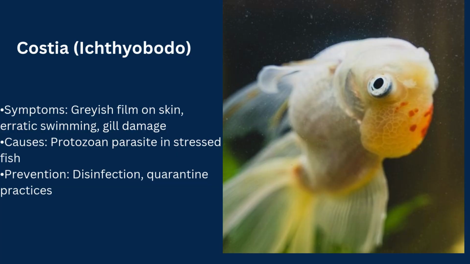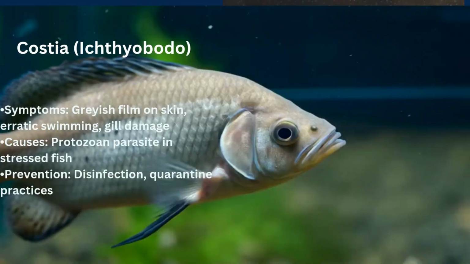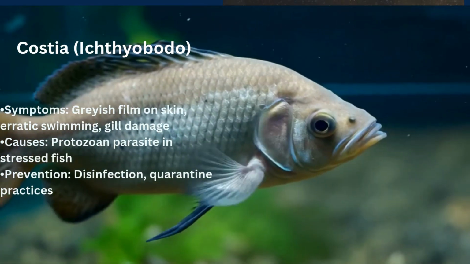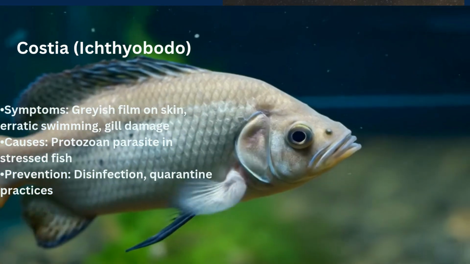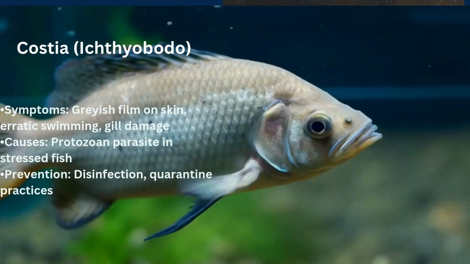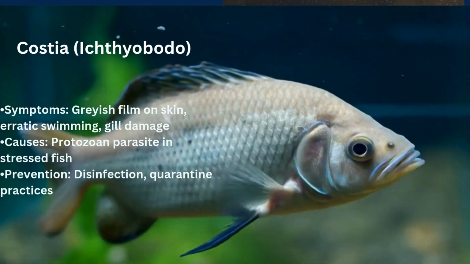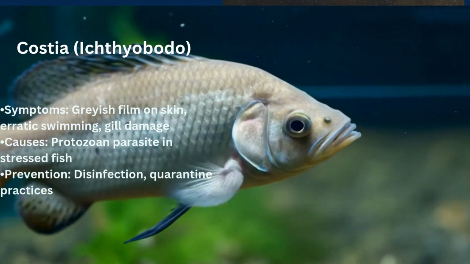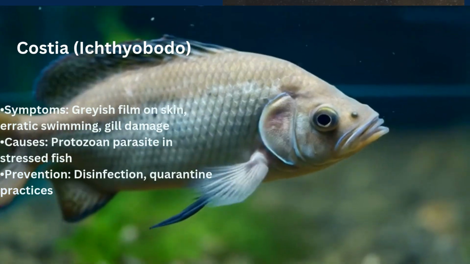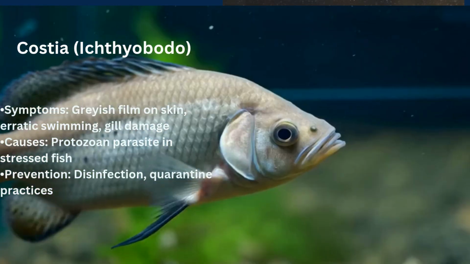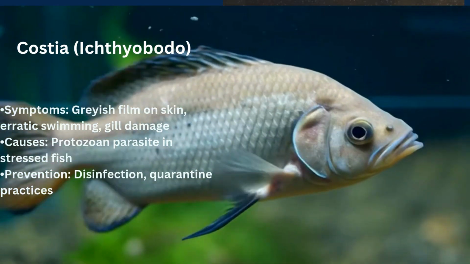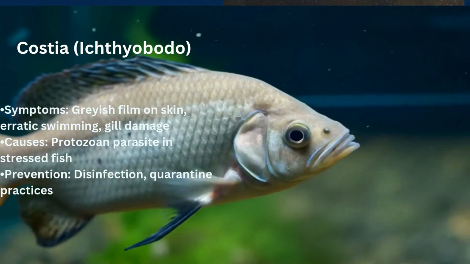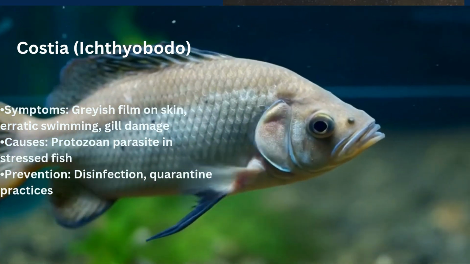Another common parasitic infection in fish is Costia, caused by the protozoan parasite Ichthyobodo. Infected fish often show a grayish film on their skin, swim erratically, and may suffer from gill damage. Costia usually affects fish that are stressed or kept in poor water conditions. Prevention includes proper disinfection, regular tank maintenance, and quarantining new fish before introduction.